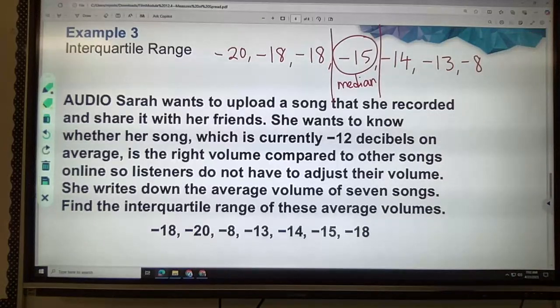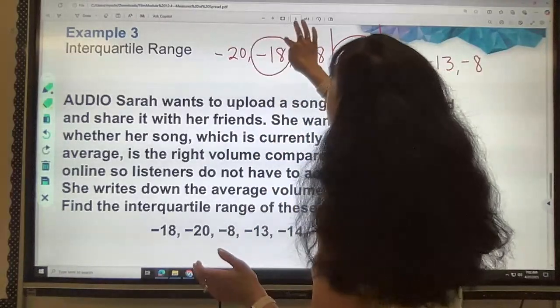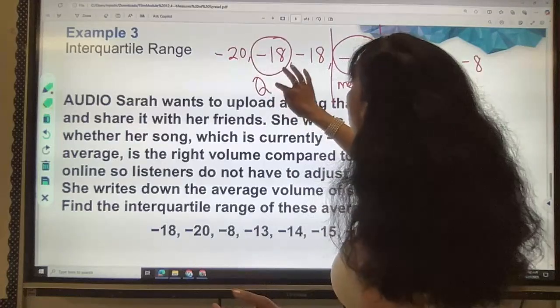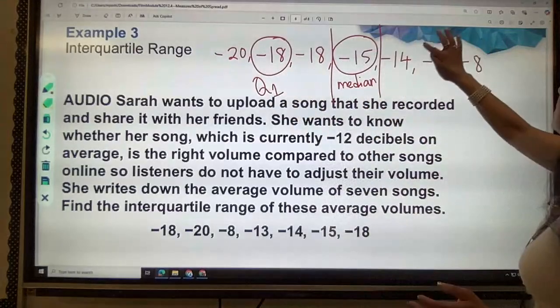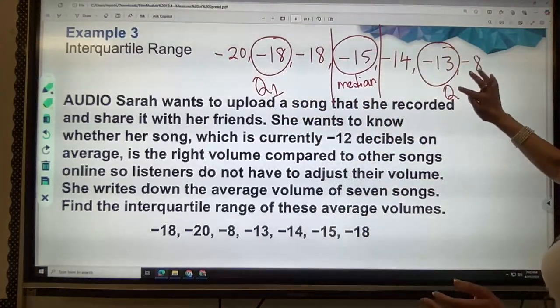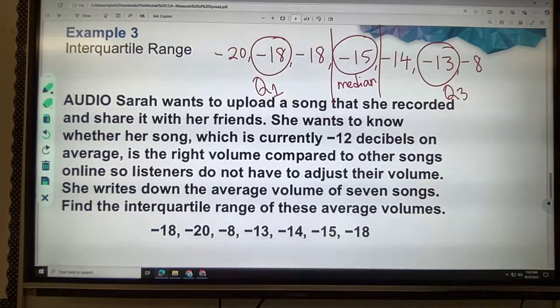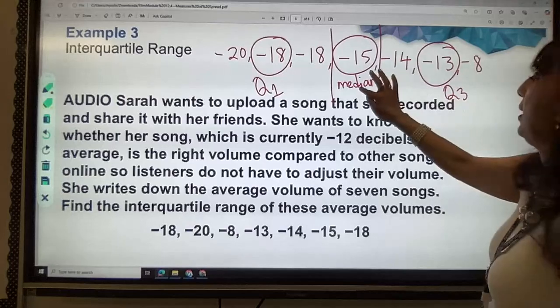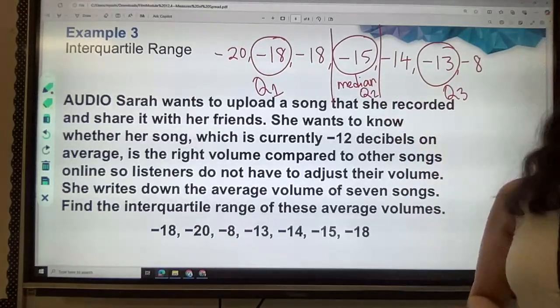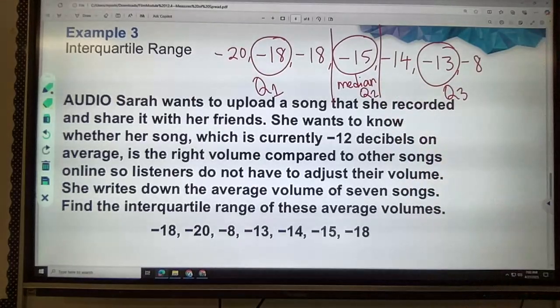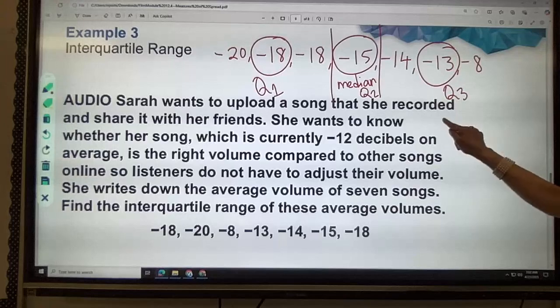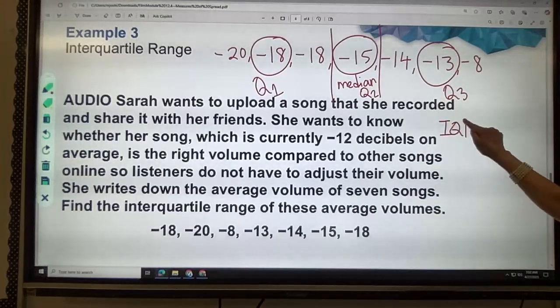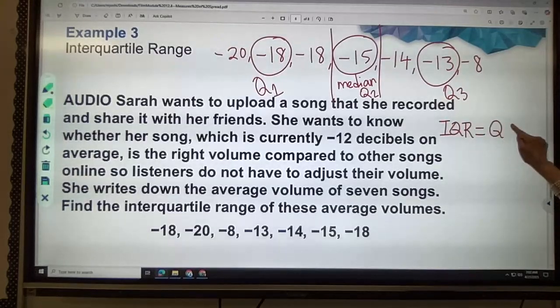Then I'm going to look at the lower half. So if I look at this here, this is my first quartile. This is my third quartile. This is my Q3. And of course, my median is called my Q2. Right? And so the next thing I am going to do is my IQR is Q3 minus Q1.